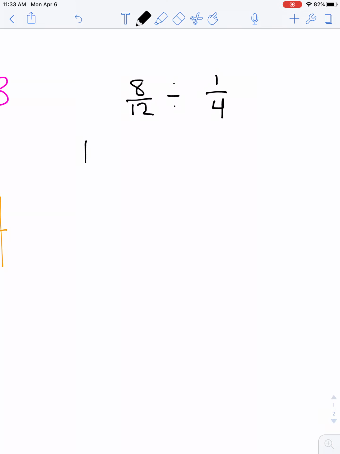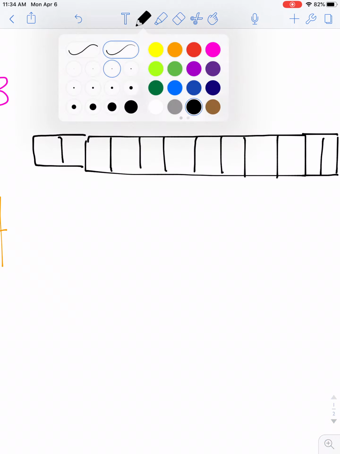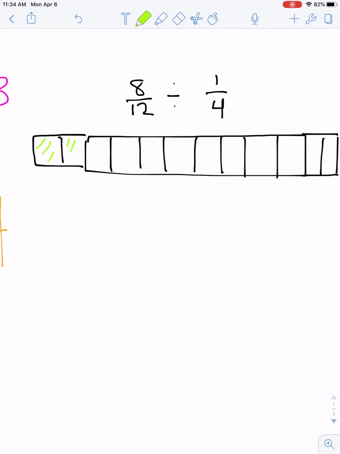Okay, so let's draw our bar of 12. So there's 2, and there's 4. There's 1, 2, 3, 4, 5, 6, 7, 8 of them. Well, I didn't do this very well. 9, 10, 11, 12. I know they're not equal, but bear with me. Okay, so I have my 8. 1, 2, 3, 4, 5, 6, 7, 8.